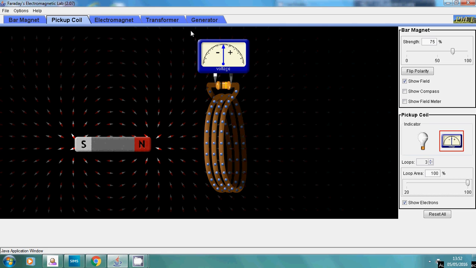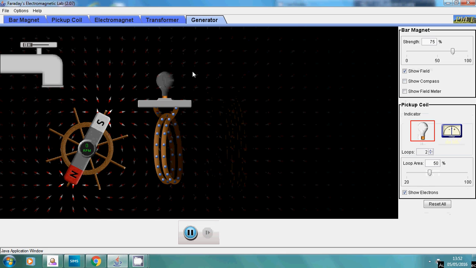If we move on to something like a generator to generate electricity, here I've got a water wheel, a spinning magnet, and a coil of wire. Now, what happens with a generator is you've got the magnet, in this case, spinning. Sometimes it's the coil that spins, and it's connected via brushes and split rings or slip rings to a circuit. And just to show that there is a current flowing, I've got a light bulb here.